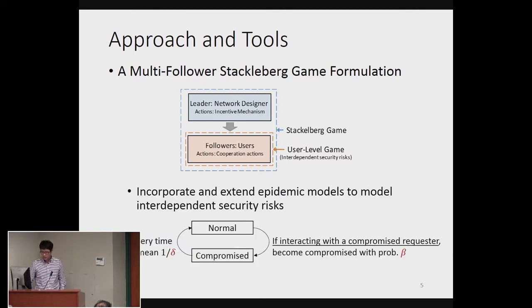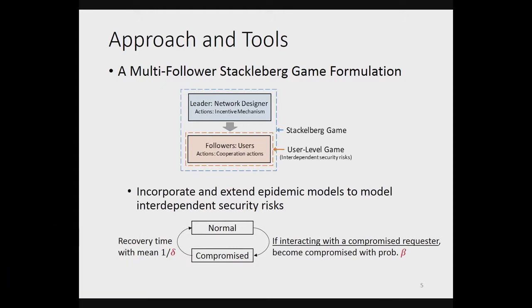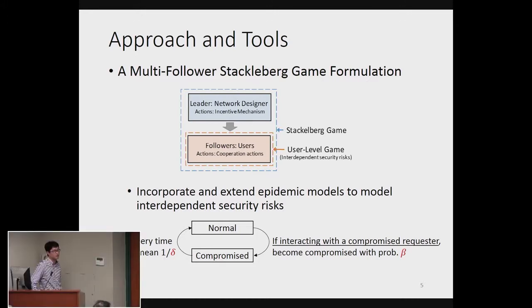Another issue in this framework is how we model the interdependent security risk. Right now we are focusing on epidemic models. For example, self-replicating malicious code can be inserted into the data exchanged in the cooperative process. So a user can be compromised if it chooses to cooperate. Furthermore, the user becomes a new source of attack when it interacts with other users in the future. So the security risk can propagate across the network.